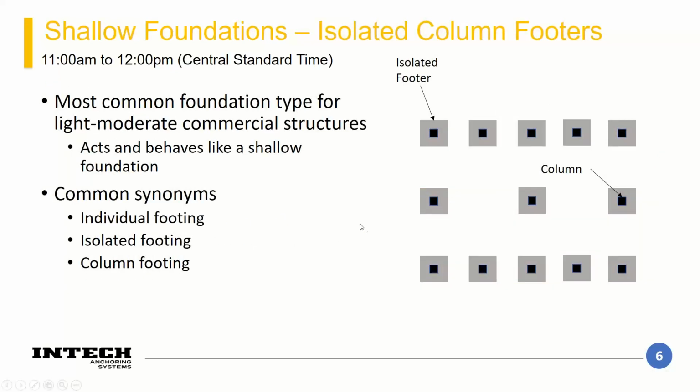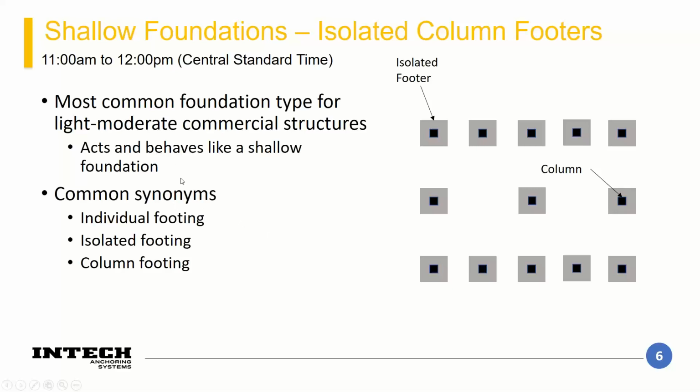And now we're looking at another shallow foundation type that would be more for a light commercial style building. And this is really any structure that's column based. So like pole barns, warehouses, structures like that where you've got basically a series of columns that are providing the support for the structure.